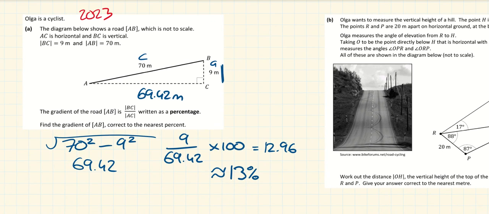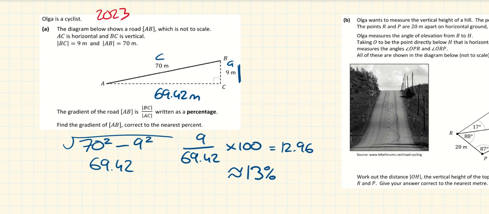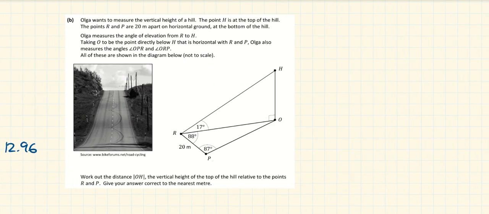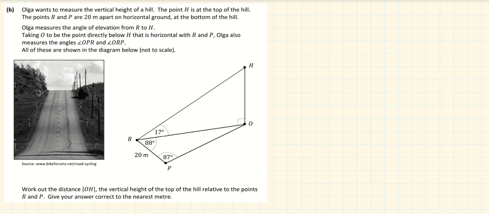Okay, moving on from that then, that was Pythagoras. Again, even though it's higher level, we're still just doing Pythagoras. And now we've got this bit here. So Olga wants to measure the vertical height of a hill. Point H is at the top of the hill. R and P are 20 meters apart, horizontal at the bottom of the hill. So she wants the angle of elevation. She has it 17. Taking O to be the point directly below H, horizontal with R and P. Olga also measures the angles OPR and ORP. All of these are shown in the diagram.